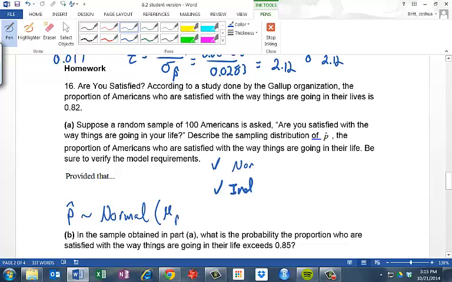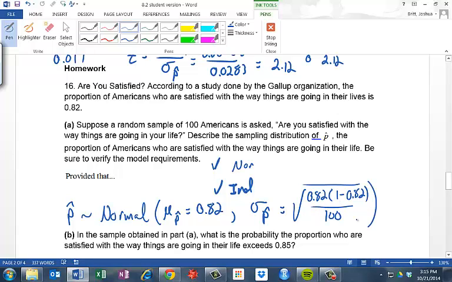The mean of all p hat is equal to p, the population proportion, which is 0.82, and the standard deviation is equal to the square root of p times 1 minus p, divided by sample size n. Okay?